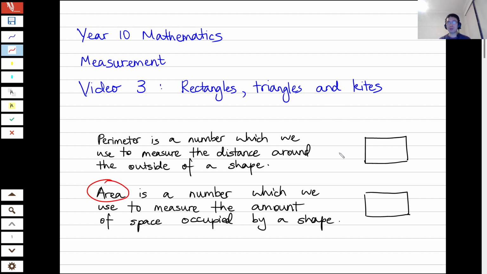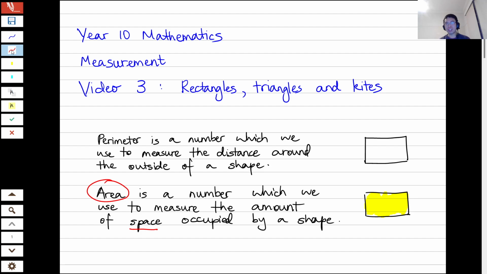So, as we discussed in the last video, area is a measure of the amount of space on the inside of a shape. So if I got a brush and painted the inside of this shape, that would be the area.